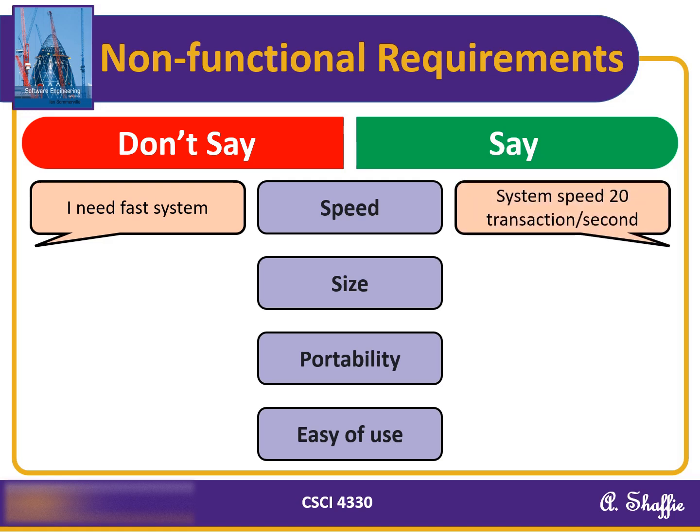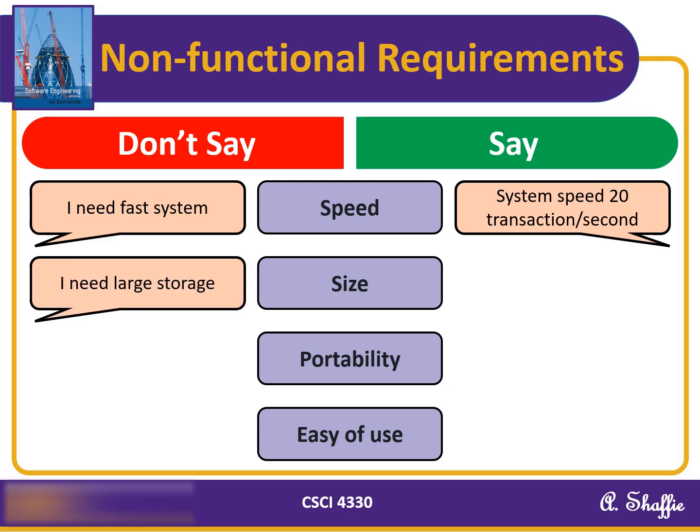I will accept a requirement like this. System speed should be 20 transactions per second. Now I have a measurable metric for this speed. If the system after development passes this speed, I'm in good shape. If not, then I am facing a problem and I need to work on this system again or try to enhance my product.